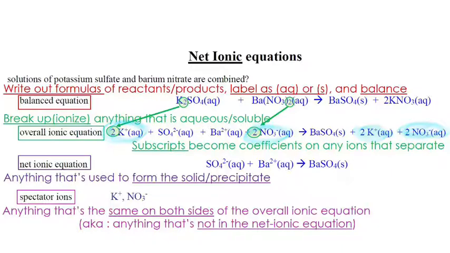They're just kind of along for the ride. They're watching all of this net ionic reaction happen, but they're not actually participating in it. So if you've written your overall ionic equation, then you can look at that and see whatever is the same on both sides and pull that down into the spectator area. Or if you're focused on that net ionic equation, whatever isn't in that net ionic equation is going to become a spectator.